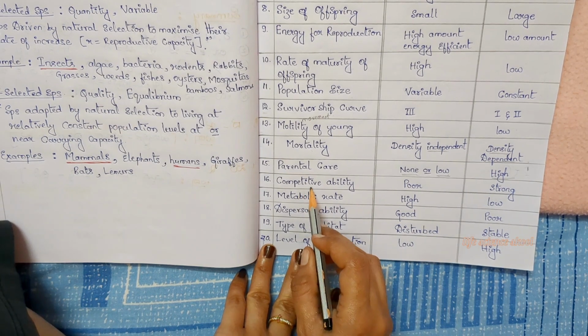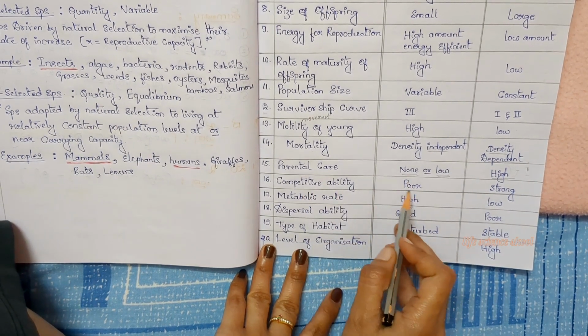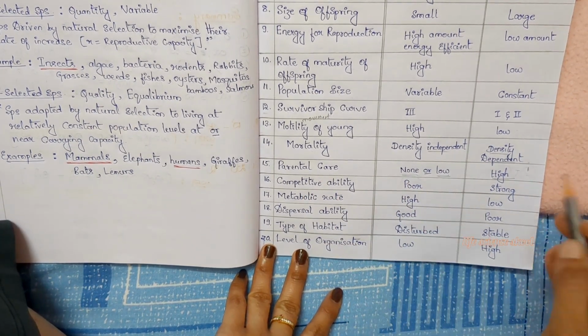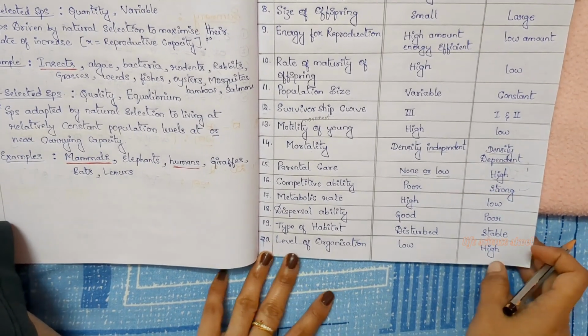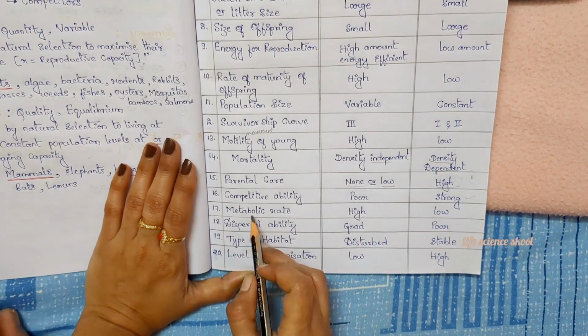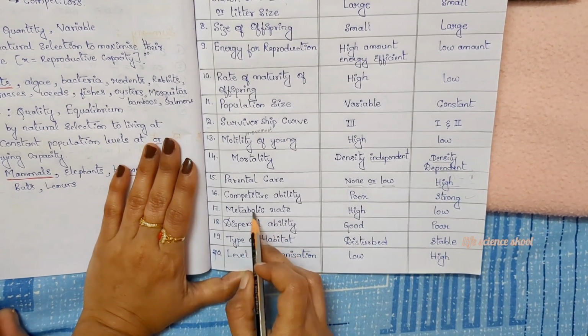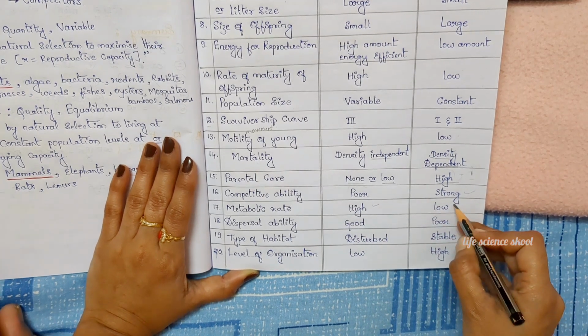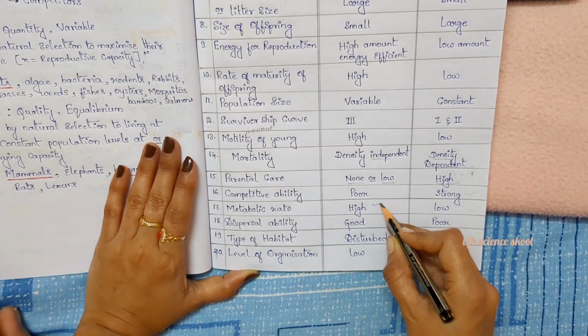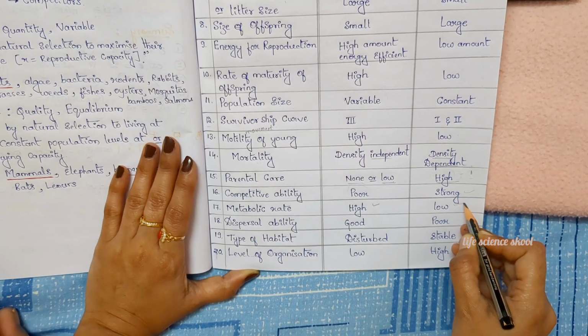Then competitive ability: in insects, that is r-selected species, it is poor, and in mammals, or K-selected species, it is stronger. Now moving on to the next one, metabolic rate. Metabolic rate is high in r-selected species, and in K-selected species it is low.